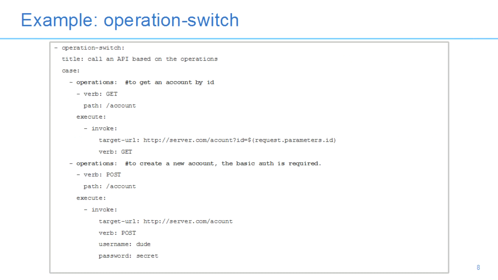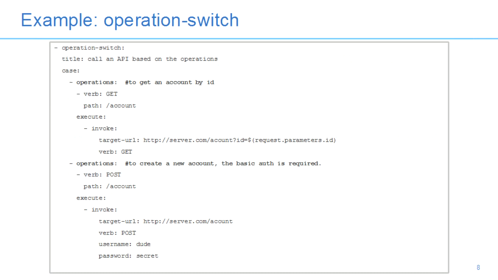A couple of examples following on. I'm not going to get into a lot of details because they were gone through in yesterday's presentation. The same thing applies to the DataPower Gateway. You can use operation switch. You can match, as shown in this example, on a get operation on /account and run a subflow. In this case, it's just an invoke flow.